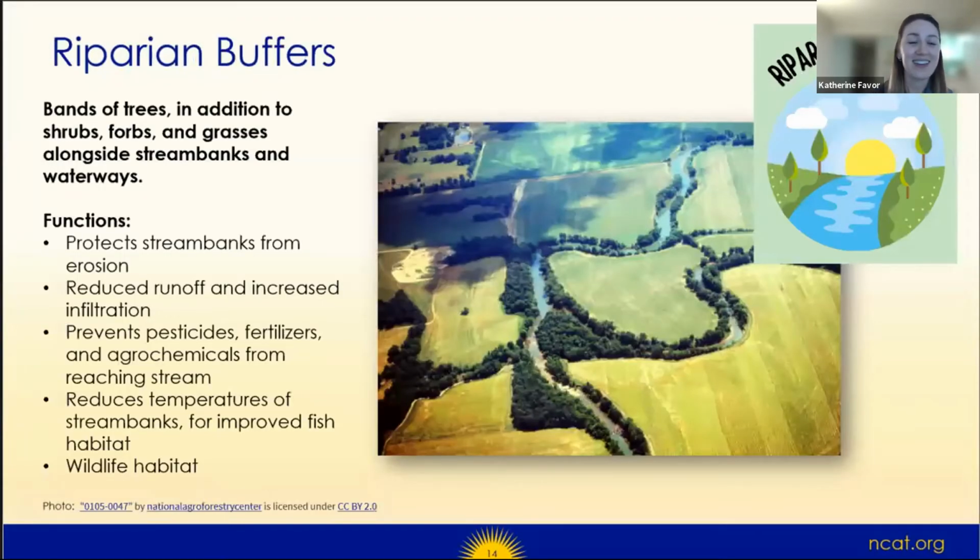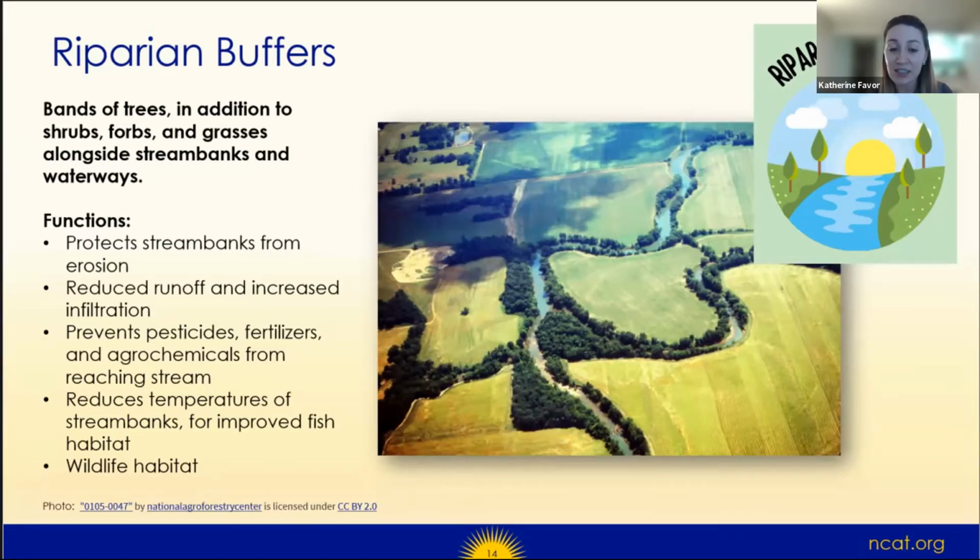Okay. The next practice that we're going to talk about is riparian buffers. So these are bands of trees in addition to shrubs, forbs, and grasses, and they're primarily along stream banks and waterways with the goal of protecting those waterways. So these trees function to protect streams from erosion. They also reduce runoff into the streams, and they actually prevent agrochemicals from reaching streams. So tree roots have the amazing capacity to filter out toxins from groundwater before it reaches a watershed.